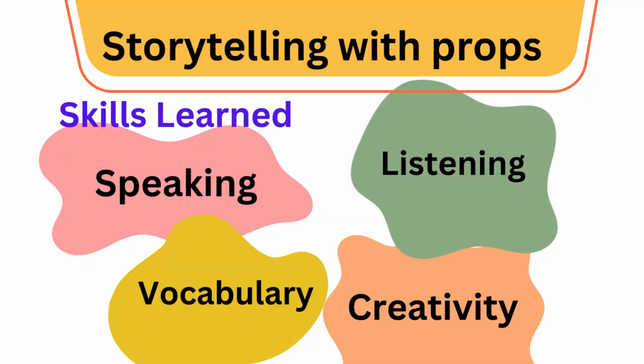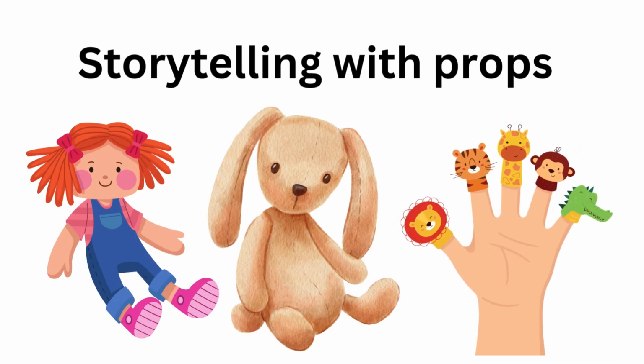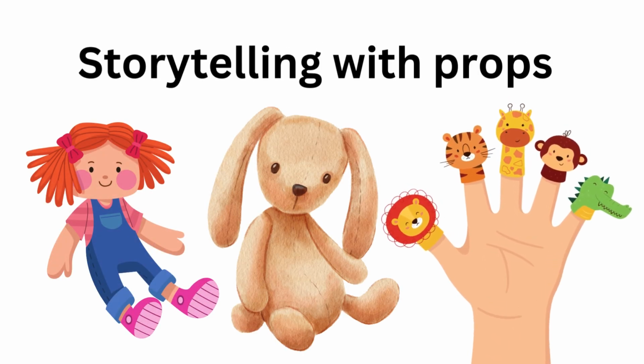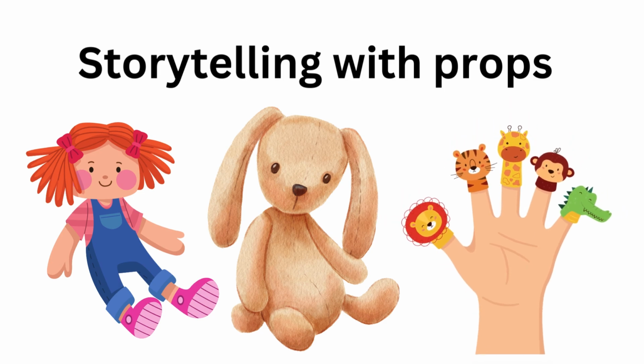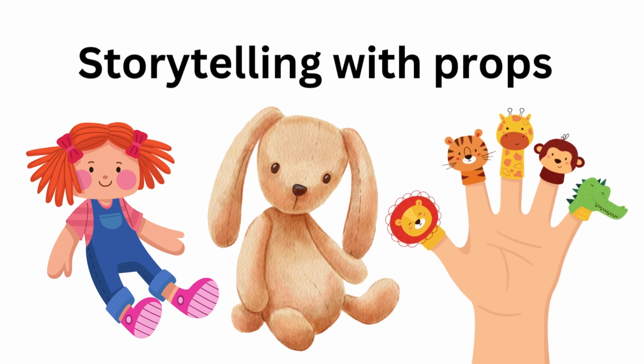The first activity is storytelling with props. The skills a student learns by doing this activity are speaking skills, listening skills, vocabulary, and creativity as well. It is best suited for children around 7 to 8 years old. Hence, the things you will need are some small props like dolls, soft toys, puppets, and household items.